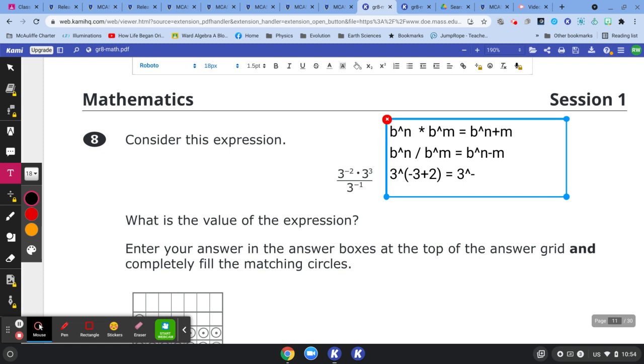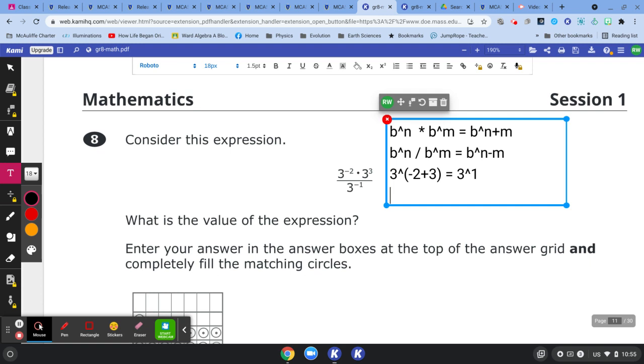I'm sorry, I wrote that wrong. You're probably saying, hey, Mr. Ward, what were you thinking? That's 3 to the negative 2 plus 3. So we're going to start that over. So negative 2 plus 3. So I'm adding the exponents of negative 2 and 3. And so I get 3 to the first power. Negative 2 plus 3 is 3 to the first.